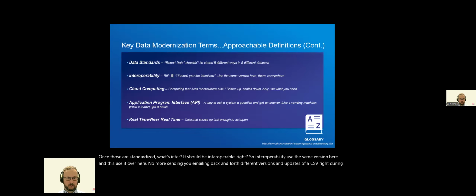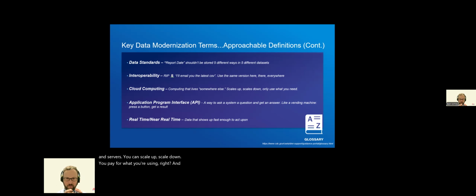When you hear cloud computing, cloud just means it's computing that lives somewhere else, not on premises or on-prem for short, right? So you basically work with a vendor that has servers, right? Rooms and warehouses of servers. You can scale up, scale down. You pay for what you're using, right? And so during a big event, you could use a lot of servers, a lot of machines, a lot of computing power, and then you shrink your resources back down.